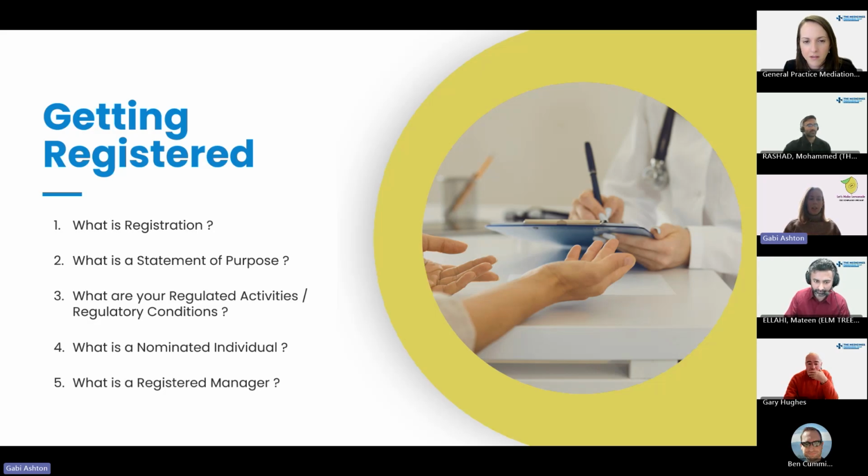There are some key things to think about from a registration perspective. We're thinking about exactly what registration is. We're thinking about your statement of purpose, which is a key document that any health or social care provider must keep hold of and keep up to date as part of their ongoing journey with the CQC. Thinking about regulated activities and regulatory conditions that, again, you must tick when you register and make sure that you adhere to, and notify the CQC of any changes there. And then we're going to talk about the roles of nominated individuals and registered managers for companies that are registered.